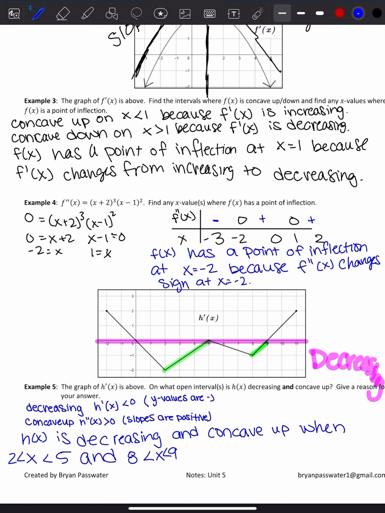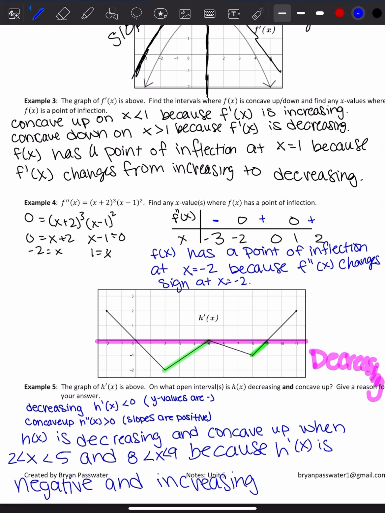And that's because h prime of x is negative and increasing. So we needed h prime of x to be negative, but also increasing.